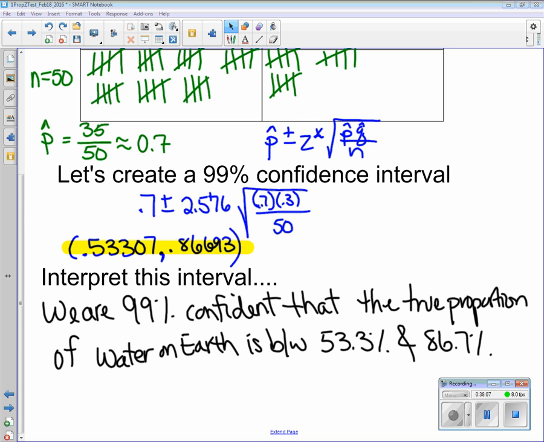Sometimes the questions are written this way. They might say something to the effect of, the claim from my oceanography teacher or my systems teacher is that 70% of the Earth is covered by water. Do we have statistical evidence to support that claim? Yes or no? And why? Why or why not?